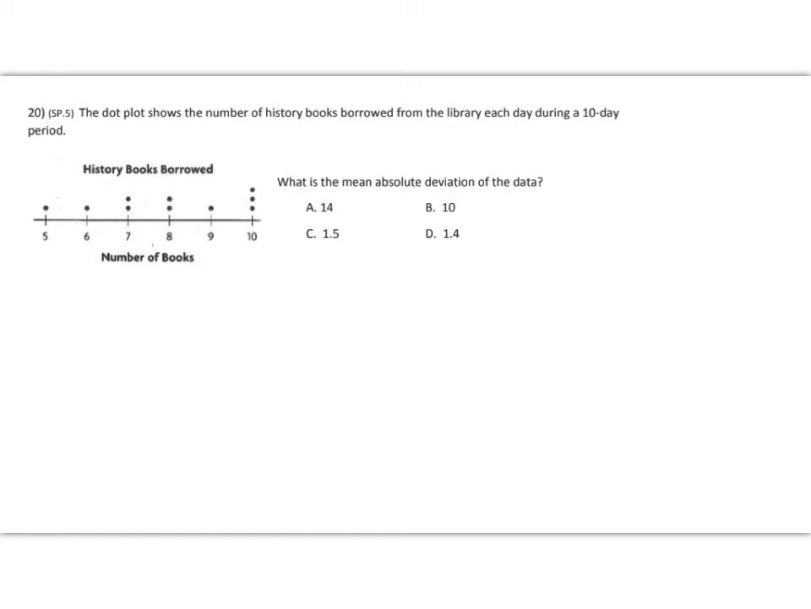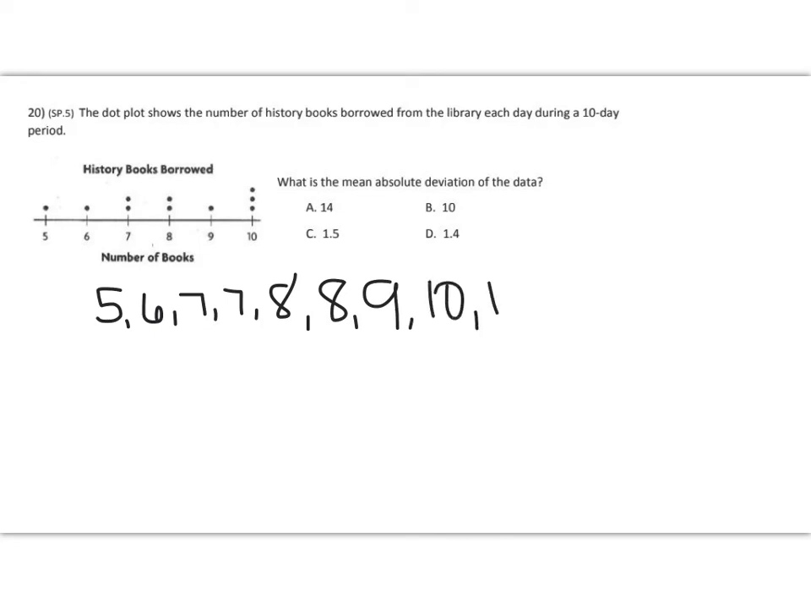In order to find the mean absolute deviation, we need to do a couple things. The first step is to find the mean. So I'm going to do that by first listing all of my data points. 5, 6, 7, 7, 8, 8, 9, 10, 10, 10. So I have 1, 2, 3, 4, 5, 6, 7, 8, 9, 10 data points.